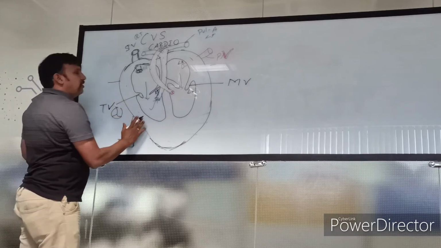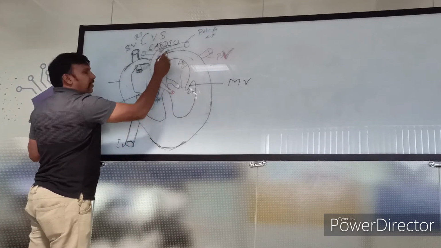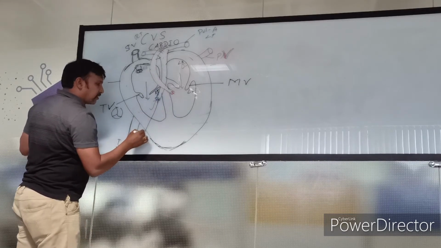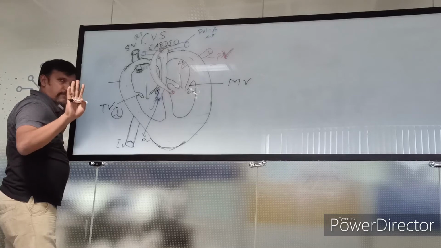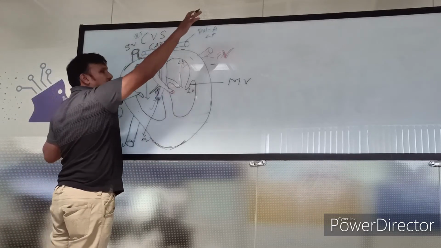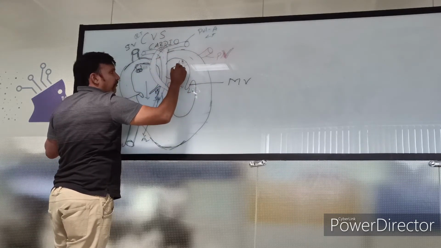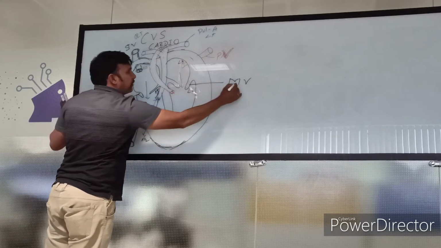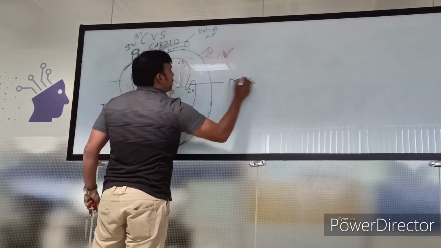From the right ventricle, this is the pulmonary artery. This valve is known as the pulmonary valve. You should remember four valves now. It's important, as I'm telling you. Through the pulmonary valve it goes to the lungs, comes back through the pulmonary vein into the left atrium. This is known as the mitral valve.